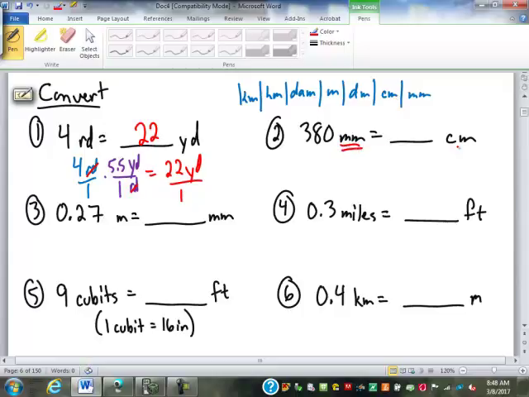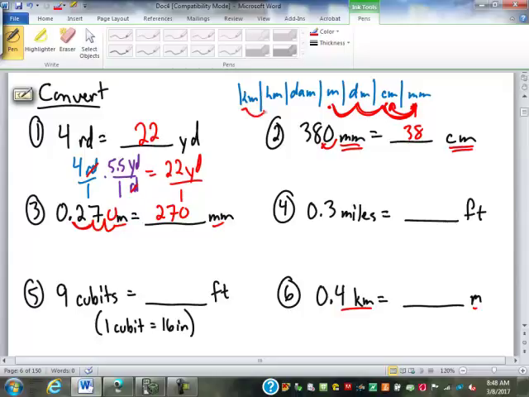Cool. Millimeter to centimeter is 1 spot to the left. Which is 38. Meters to millimeters, 2 spots to the right. Or sorry, 3 spots to the right. I went to centimeters. Millimeters to meters to millimeters is 3 spots to the right. So the decimal point has to go 1, 2, 3 spots to the right. So 270.